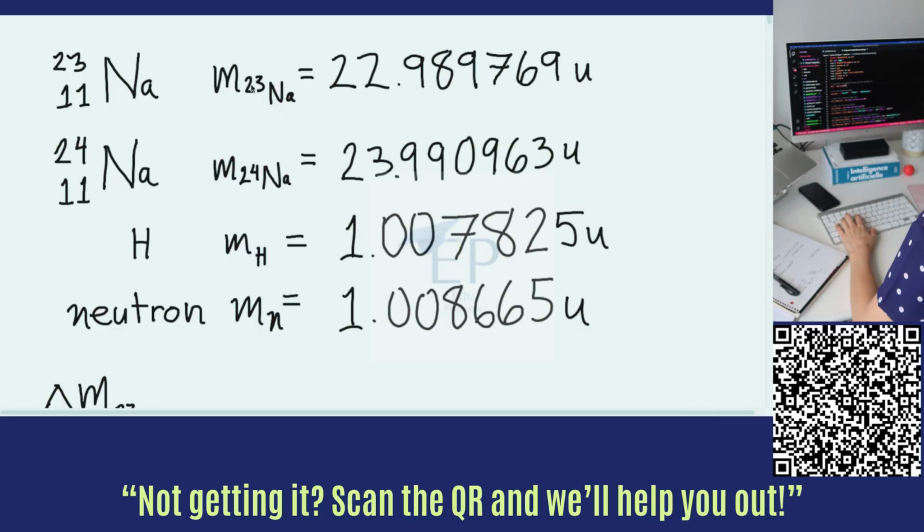For the mass of the sodium-23 isotope, it is 22.989769 atomic mass units. For the sodium-24 isotope, it's 23.990963 atomic mass units.